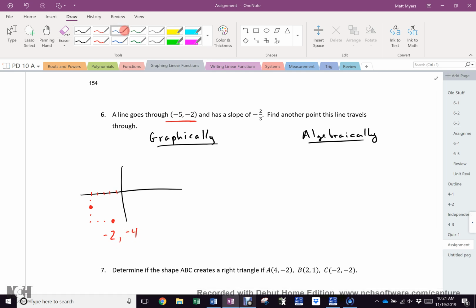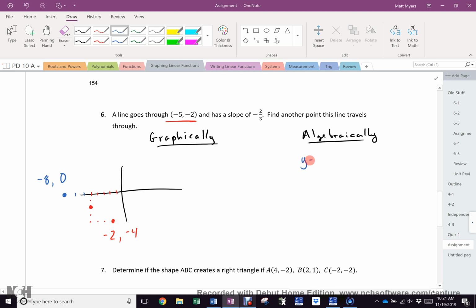What is my other option? I go up 1, 2, and left 1, 2, 3. I am now 3 left of negative 5, which is what? Negative 8. And I am up 2 from negative 2, which is what? 0. I assume everybody has one of those 2 points. You should have one of those 2 points.